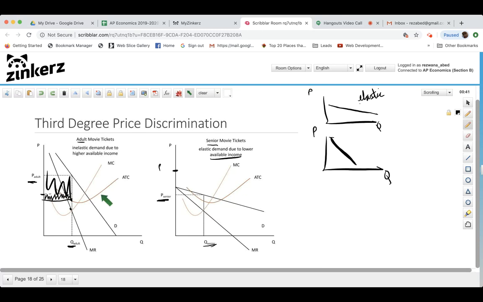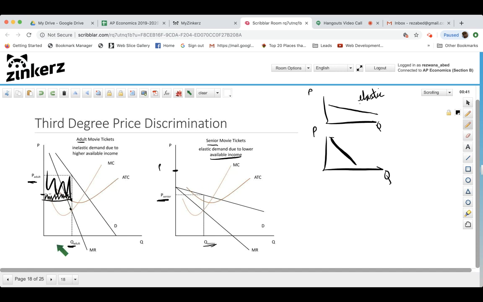the monopolist is actually able to make more profit than if they were to charge one single price for movie tickets. If you charged one single price for the movie ticket, you would see that at least either the seniors or the adults, you would essentially be losing profit. But you can actually gain more by charging two different prices for two different groups.